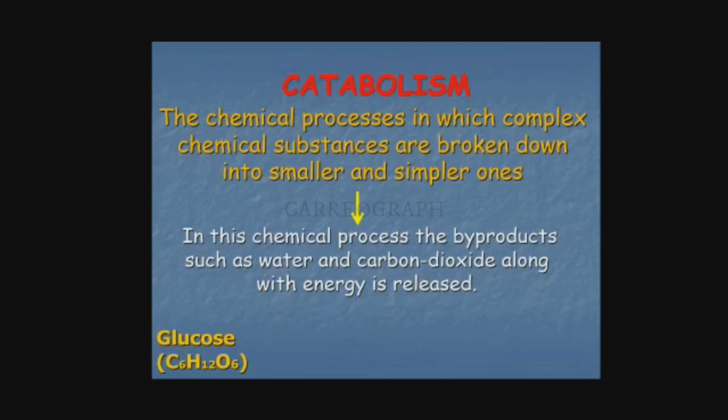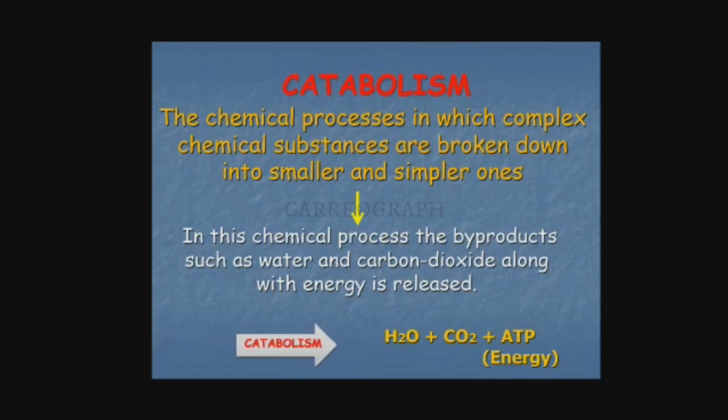When this carbohydrate is further broken down in the process of catabolism, the byproducts are water, carbon dioxide as well as ATP. Now this catabolism leads to the breakdown of glucose into water, carbon dioxide and ATP, which is in the form of energy. This energy is stored in the form of ATP.